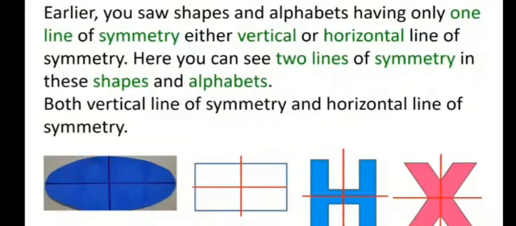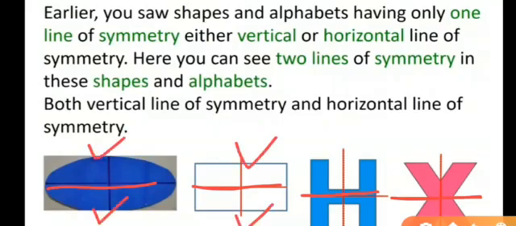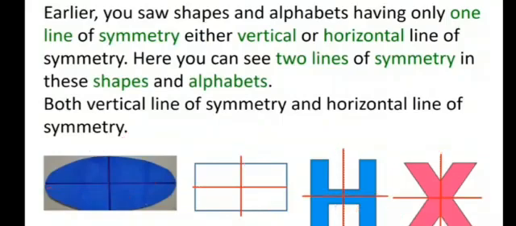Suppose now I am drawing horizontal line at the center of these figures. Still we can see that these figures are divided in two equal parts, up and down. So we can say that in these pictures there are two lines of symmetry, vertical and horizontal.